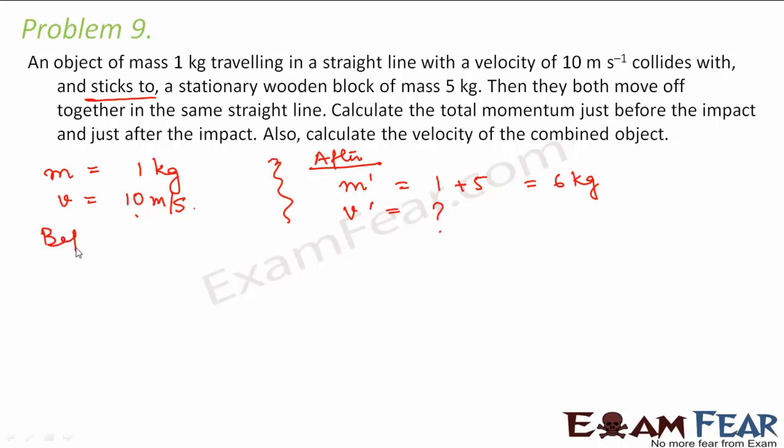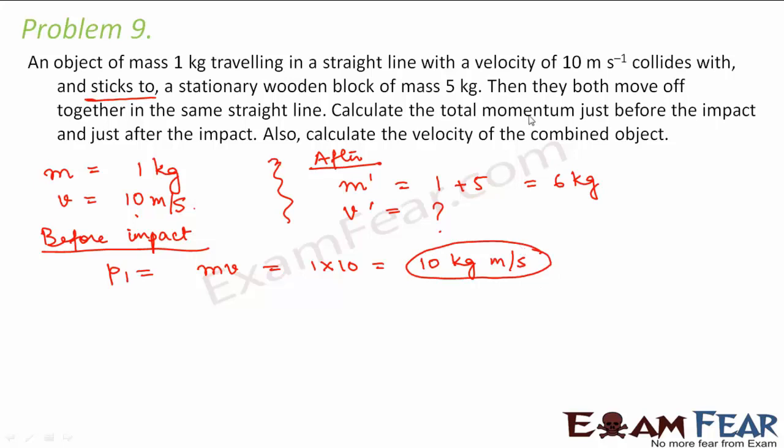So before the impact, means before the collision took place, what was the total momentum? Total momentum would be mass into velocity, that is 1 into 10, which is equal to 10 kg meter per second. So this part is done. Now we have to calculate the total momentum after impact. So after the collision, what is the total momentum? That will be equal to m dash v dash, right? So that is equal to 6 v dash. We have also to calculate the velocity of the combined object, that means v dash.